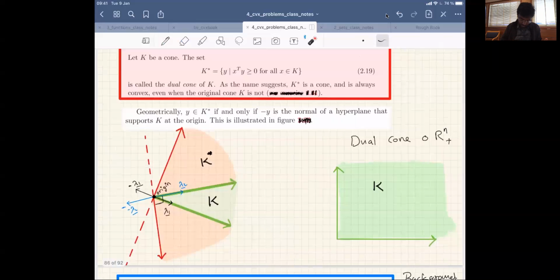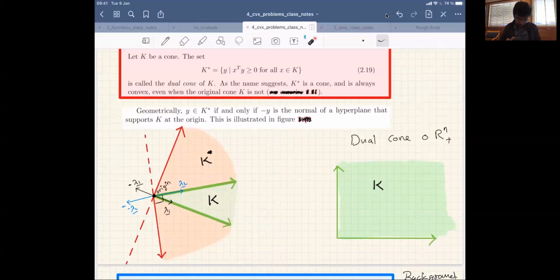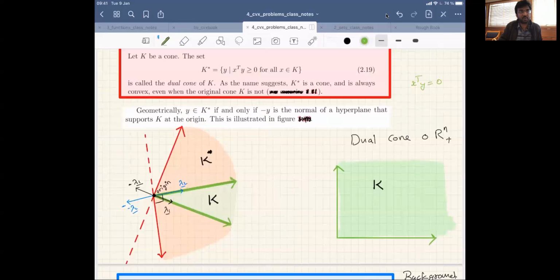And now let's see some examples, some geometric interpretation. What I'm saying is, geometrically, a vector y belongs to the dual cone if and only if minus y is the normal of a hyperplane that supports K at the origin. So what is this hyperplane? It is a hyperplane passing through the origin. That means there is a half space. There is a hyperplane at 0 and then a half space on one side of the hyperplane, right?